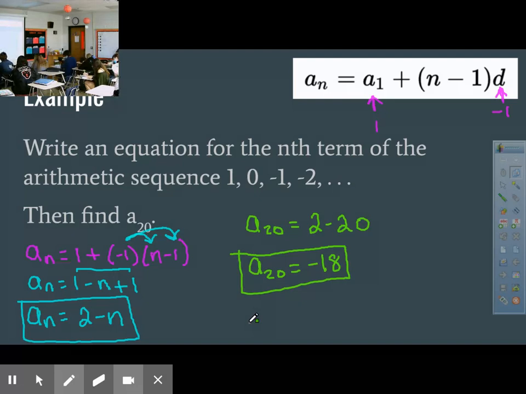Now, if you're taking a test, especially the EOC or the ACT, and you can't remember that formula, then by all means go through and subtract 1 each time until you get to the 20th term. But this formula is just a shortcut for you to find that term without having to go through and do all that work.